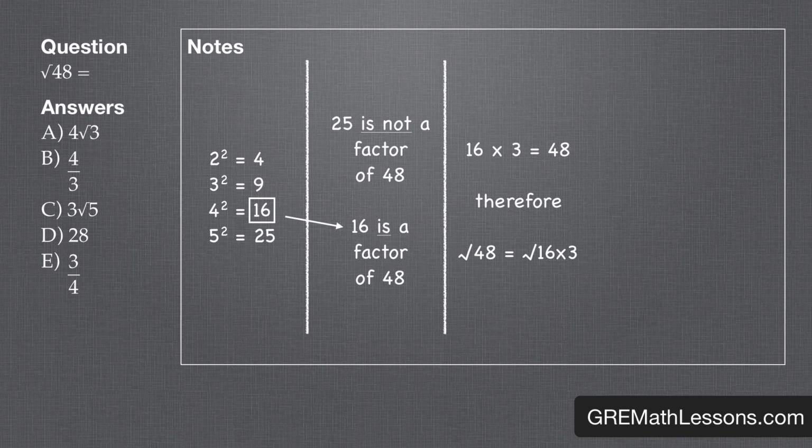Now, since we've already determined that 16 is a perfect square, we know that its square root is a whole number, 4. We can take the square root of 16 and move it to the beginning of the equation. Our equation now reads 4 square root of 3. This also happens to be answer A. Now remember, the GRE is always looking for answers in their most simplified form. In this case, we have simplified the square root of 48 as much as we can.